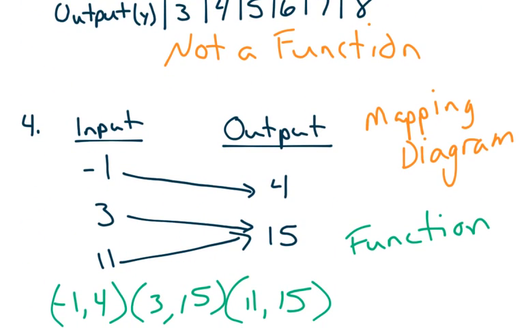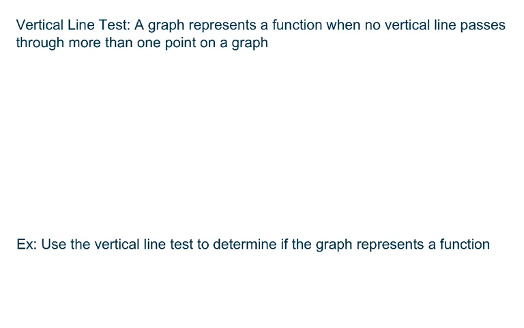Okay, so what if you're given something else, like a graph? Well, we need to use the vertical line test, and that's another vocabulary term. The vertical line test says a graph represents a function when no vertical line passes through more than one point on a graph. That might not make a lot of sense. Let me give you a picture to kind of better display what I'm talking about.